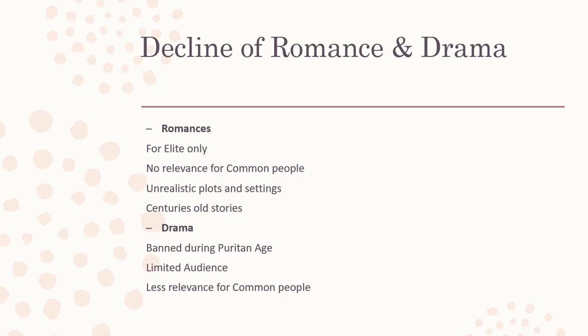So romances declined, and the demand for it also declined, and drama also declined in the 18th century, because drama was banned during the Puritan age, or during the 17th century. In the previous century, before the rise of the novel, drama was banned. And even if drama continued in the 18th century, it had a limited audience, because a theater cannot accommodate a very large number of people or population.